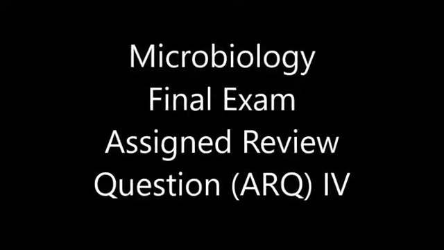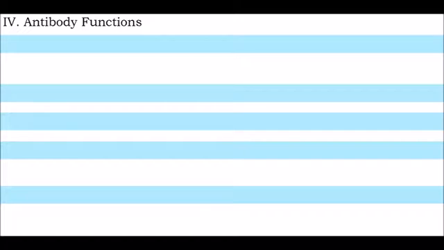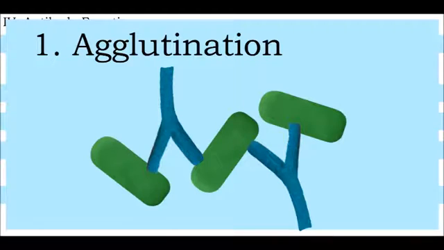Microbiology final exam ARQ number 4. Antibody functions. Number 1, agglutination. Enhances phagocytosis and reduces the number of infectious units to be dealt with.